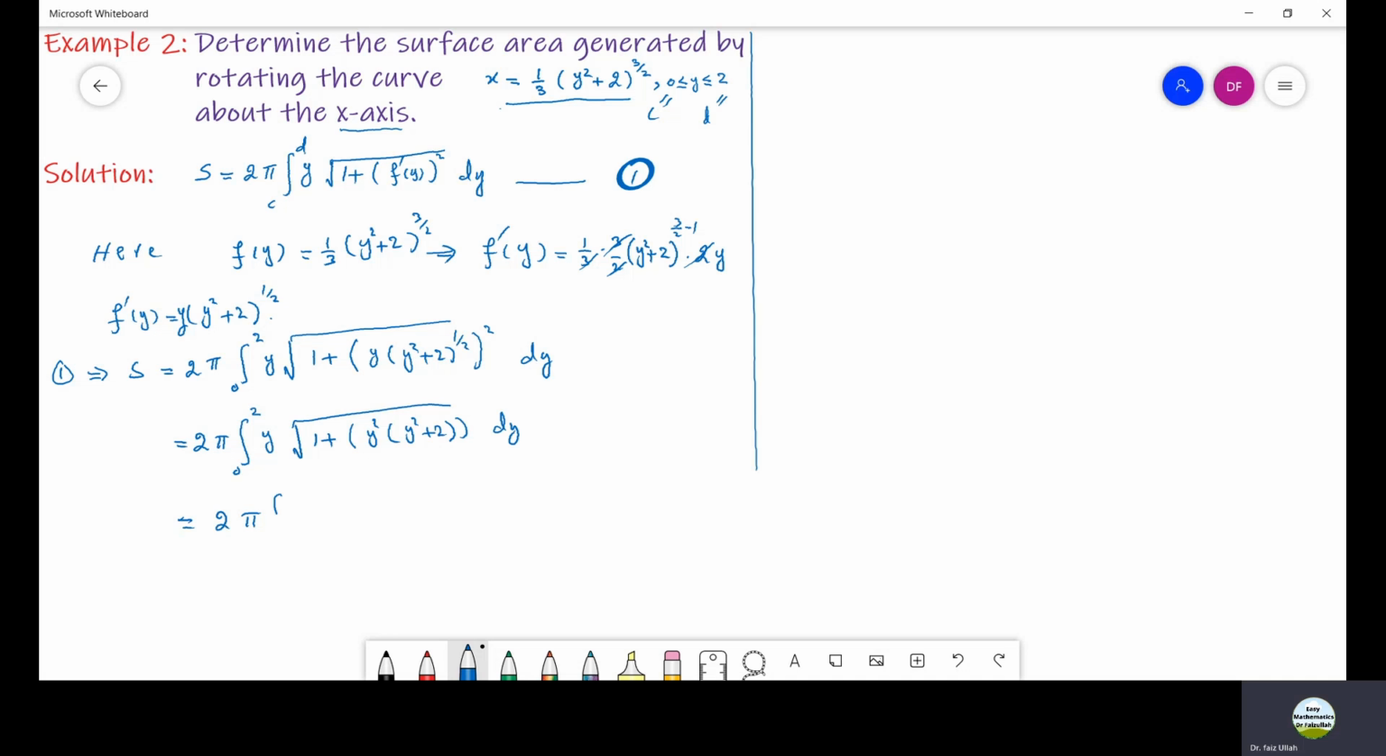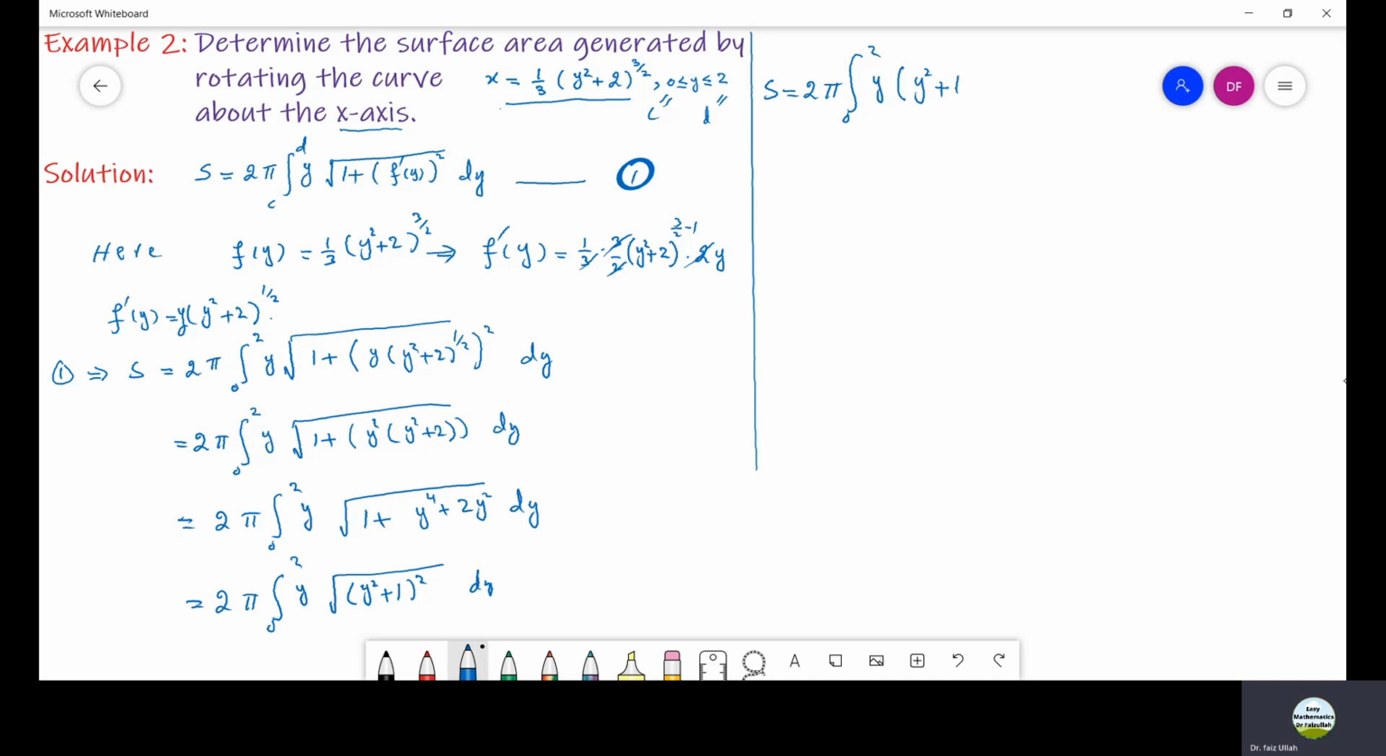This is equal to 2 pi, integration is from 0 to 2 y under the root 1 plus, this one is now y power 4 plus 2y square under the root dy. And now from here we have 2 pi, 0 to 2 y under the root, and this we can write (y square plus 1) whole square. We are using the formula (a plus b) whole square, where (a plus b) whole square is a square plus b square plus 2ab. And now from this we obtain S is equal to 2 pi, integration is from 0 to 2 y into (y square plus 1) into dy.